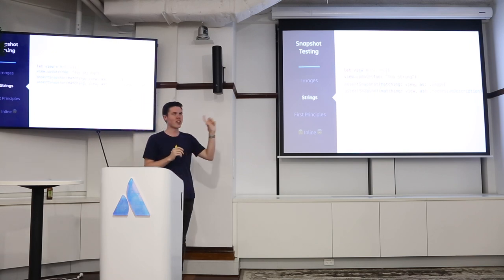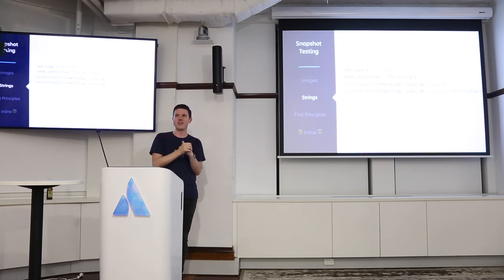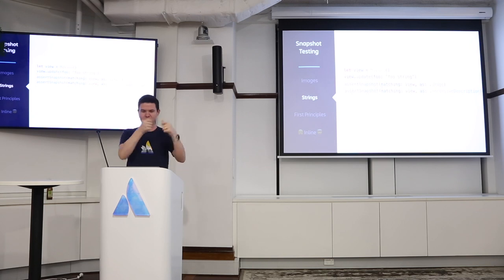Also, recursive description is an internal API on UIView, if you didn't know. So there's nothing special going on in this. They're just recursively calling this method.